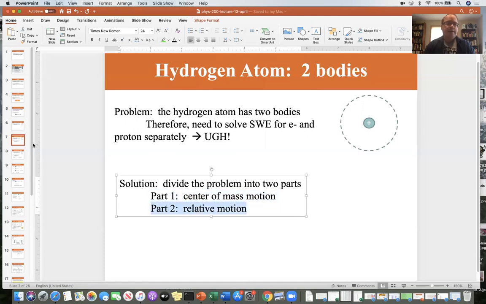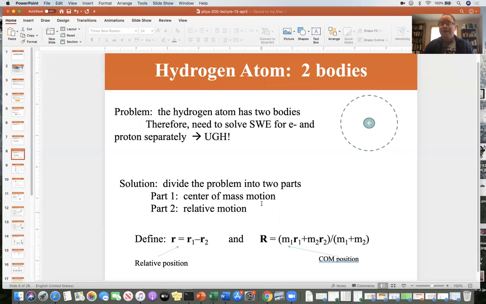So to do that, we define two new coordinates: vector r, that's what the bold means, vector r, which is vector r1 minus vector r2, the relative position between the two objects, and then capital R, the center of mass position, which is the center of mass of the system. Let's see how we use those.